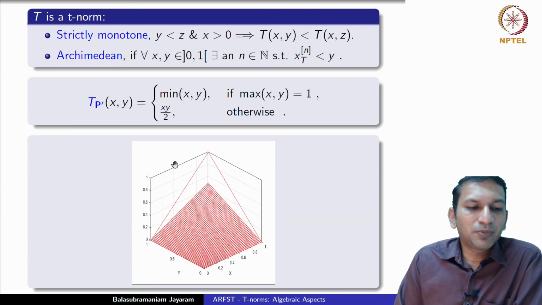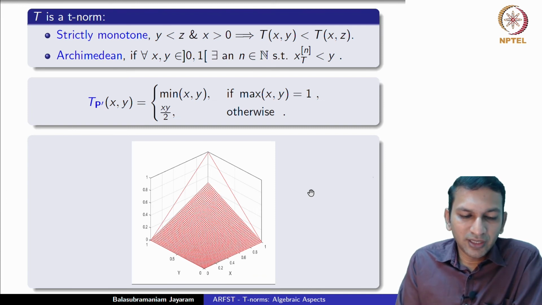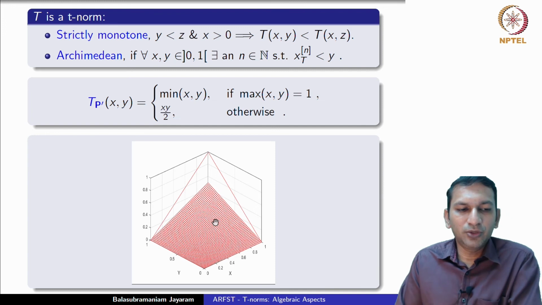This is essentially the product t-norm half by half. So this is how the graph looks. It is clear now that this is strictly monotone, nowhere is it constant. However, it is not continuous. And also we see that it will enjoy the Archimedean property because it essentially goes to 0.